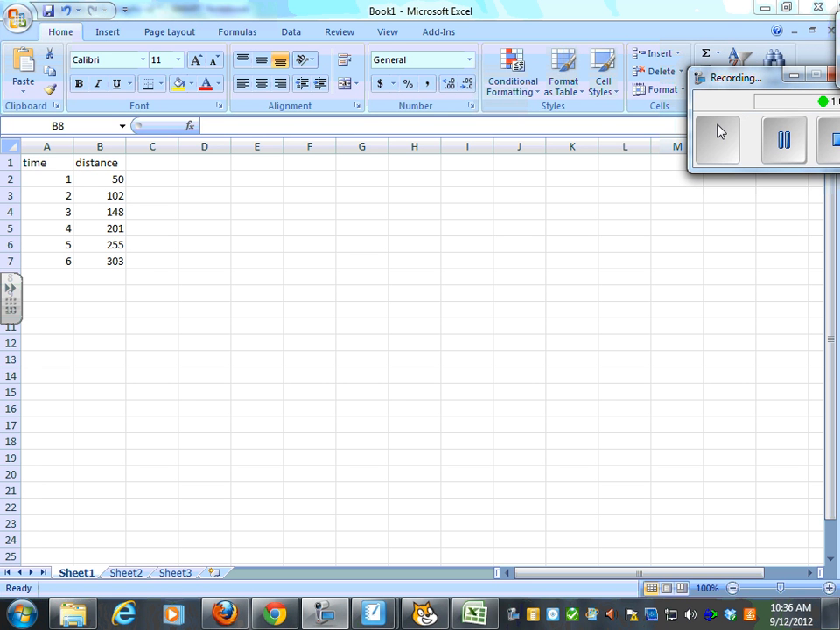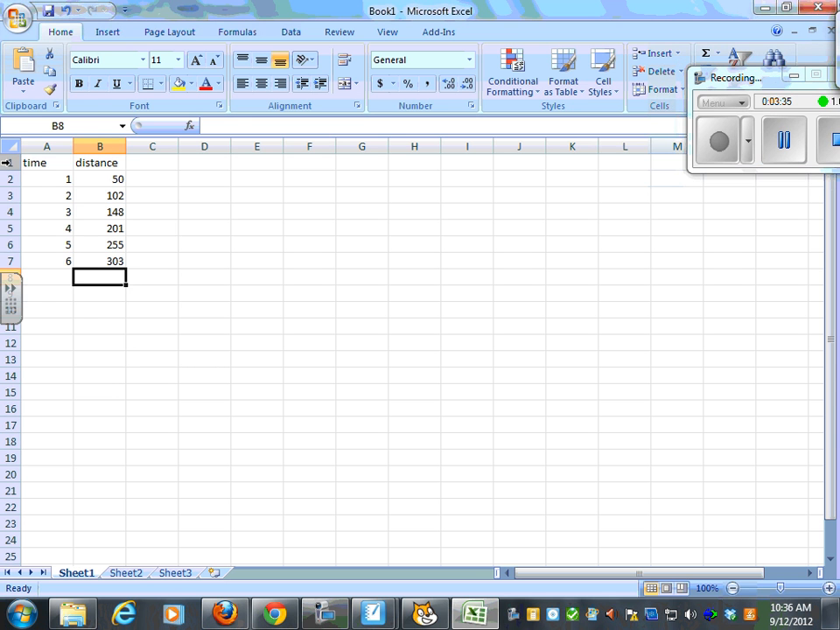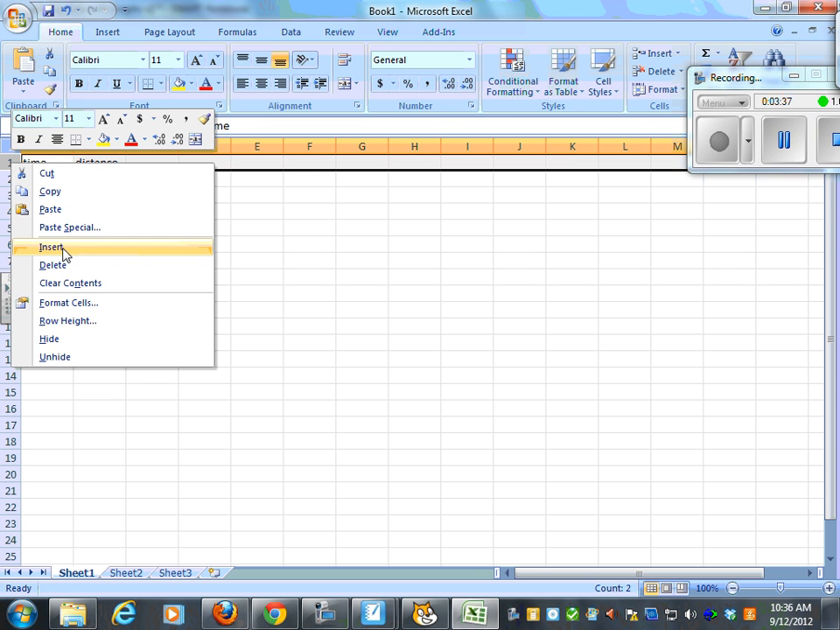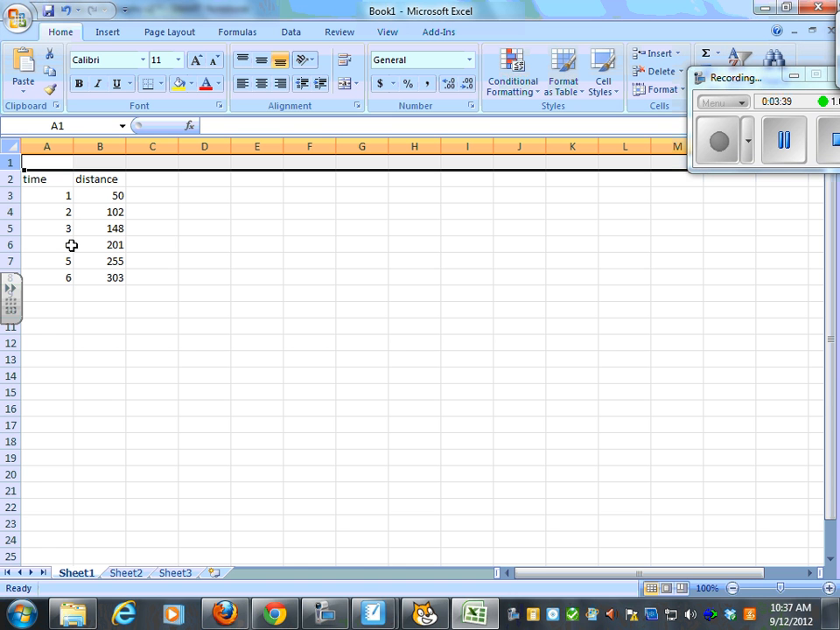All right, so to create a chart here in Excel, with the new Excel, here's what you do. I recommend you put time and distance up there. You label your columns. If you haven't done that already, you're going to need to click on the number 1, right click, and then go insert. And then it will insert a space for you. You should do that if you haven't already got time and distance up there.